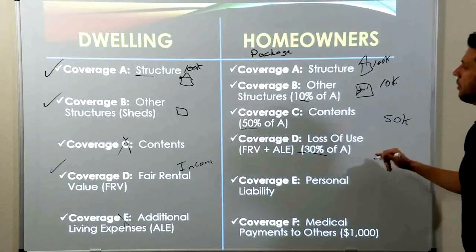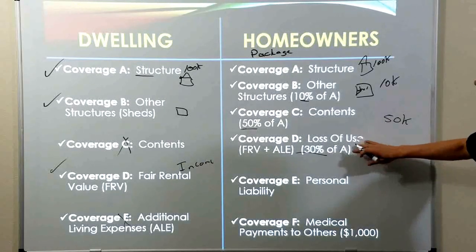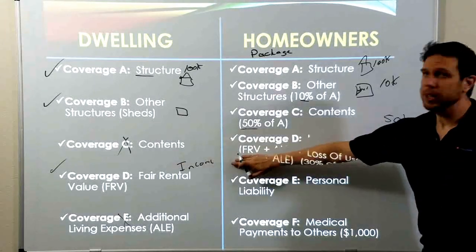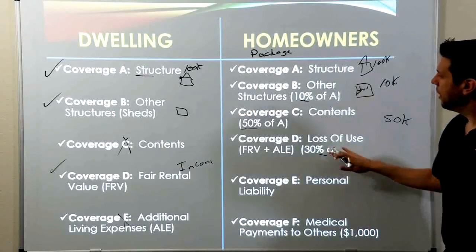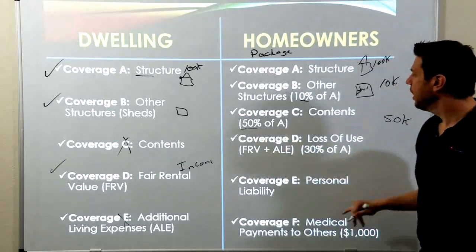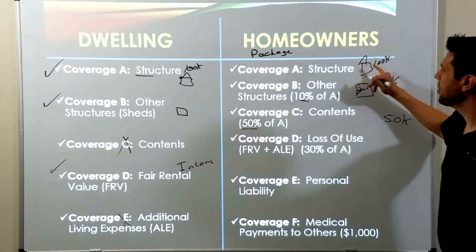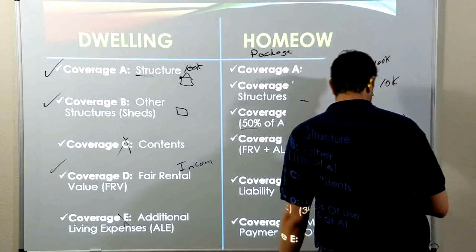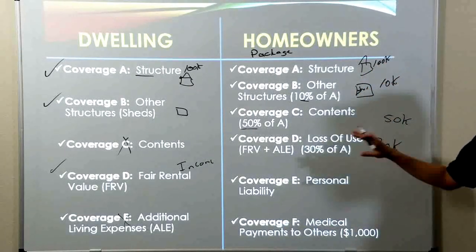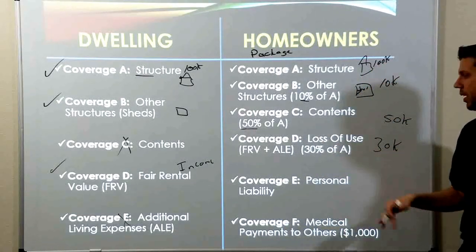Coverage D, loss of use, under homeowners, will pay for my rental income because I could have rented out a room to somebody. It'll also pay to put me up in a hotel. And that's going to be at least 30% of coverage A. So I have $30,000 to receive under coverage D at a minimum.